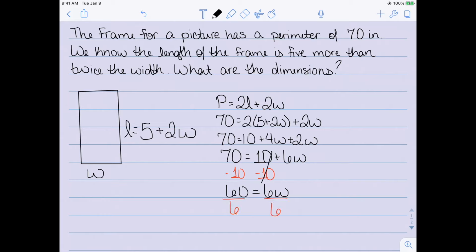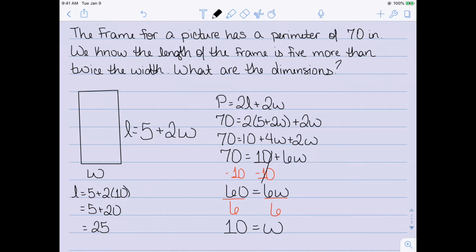Dividing both sides by 6 gives us that 10 is equal to w. So we know that the width is equal to 10. However, that's only one of the dimensions. We actually want both dimensions, so we need to know the length as well. We know the length is 5 plus 2 times the width, and we know the width is 10. So we have the length is 25. So the dimensions of this frame are 10 by 25 inches.